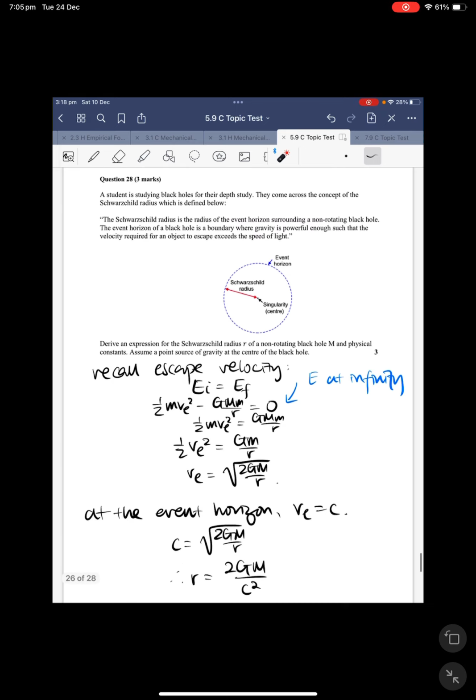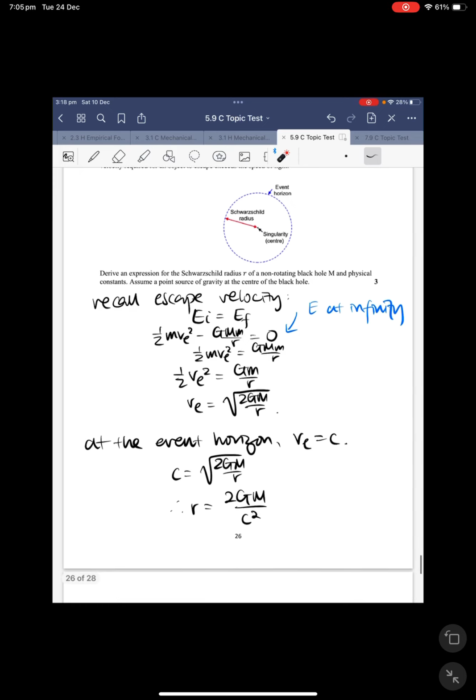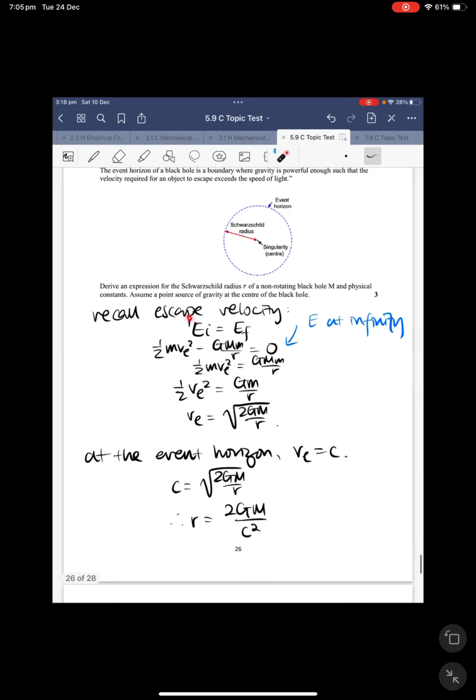So given that the question is talking about the velocity required for an object to escape, it's probably going to be talking about escape velocity, right? So let's recall how we derive an expression for escape velocity. Now, in any scenario, energy is always conserved, and so the initial energy of the system is always equal to the final energy of the system.